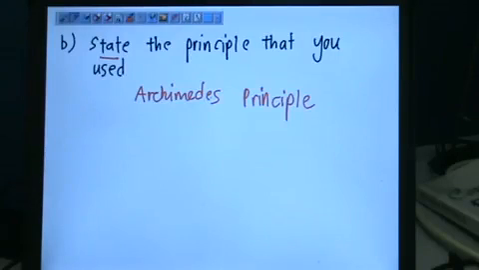So we agree that myself and other 2 physics teachers, we agree that we can give you 2 marks anyway. If you just put Archimedes' principle. If you write the long sentences, it's also not wrong. I'll give you 2 marks.